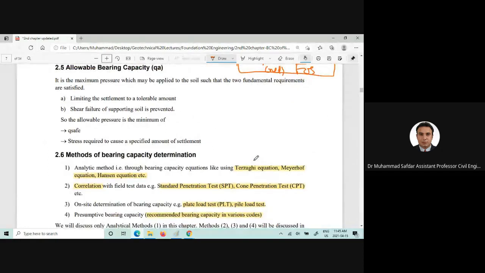Now, there are two criteria which we need to satisfy for the design of foundation. One criterion is limiting the settlement, which is basically equal to 25 millimeter, which will be discussed in chapter number 3, or 1 inch settlement. This is the settlement criteria, and the shear failure criteria as well. Now, the allowable pressure is the minimum. Okay, note down that it is the minimum of the Q safe.